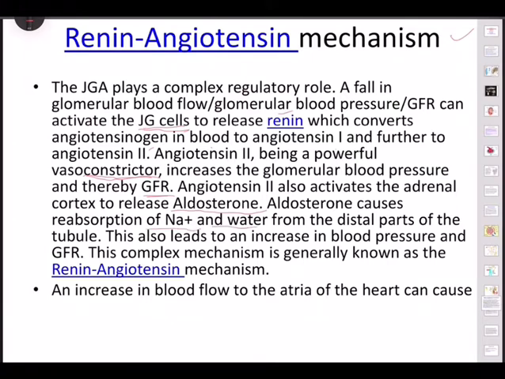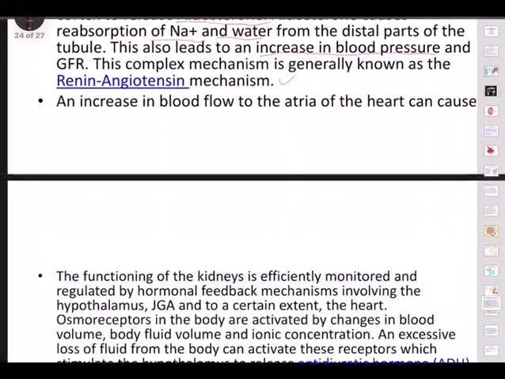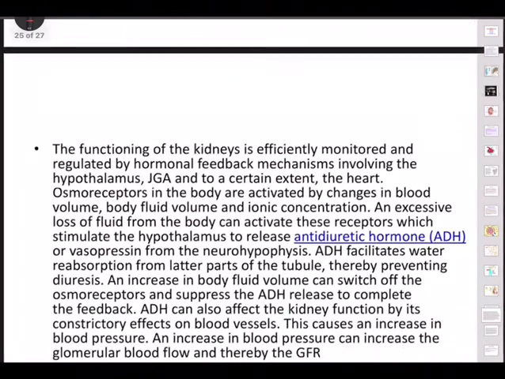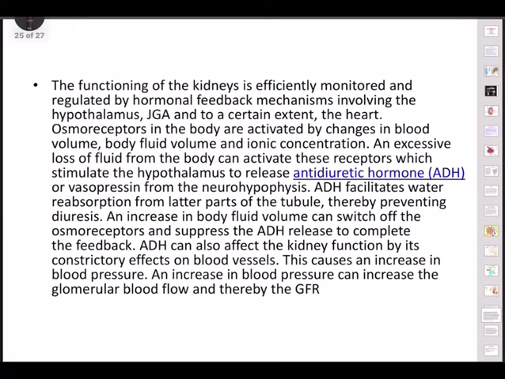Aldosterone causes reabsorption of Na+ and water. This is most important from the distal parts of the tubule. This also leads to an increase in blood pressure. See, aldosterone increases the blood pressure and GFR. This complex mechanism is generally known as the renin angiotensin mechanism. And we will talk about the changes in the heart also.